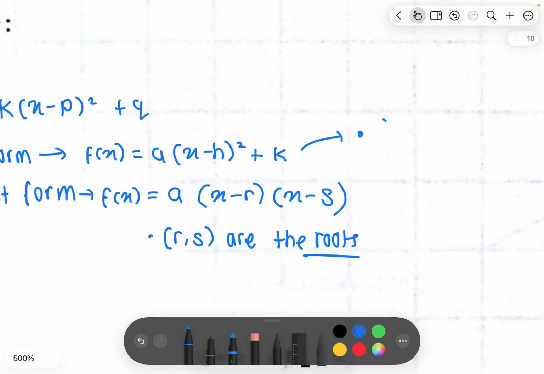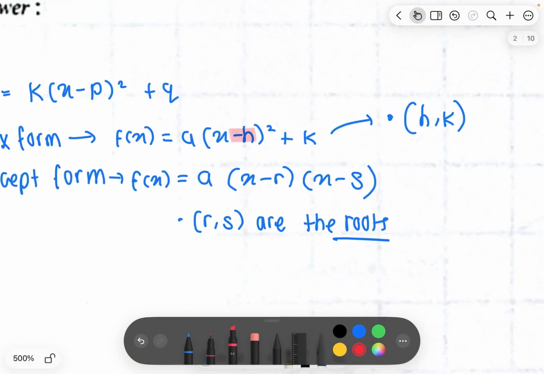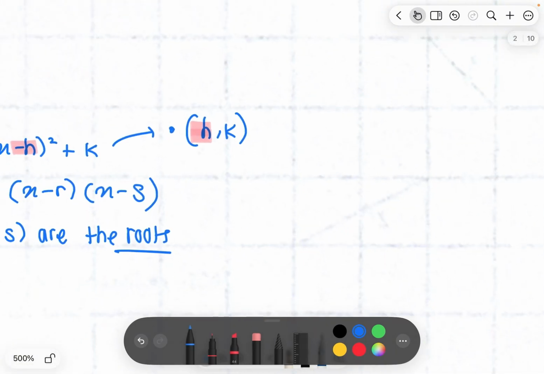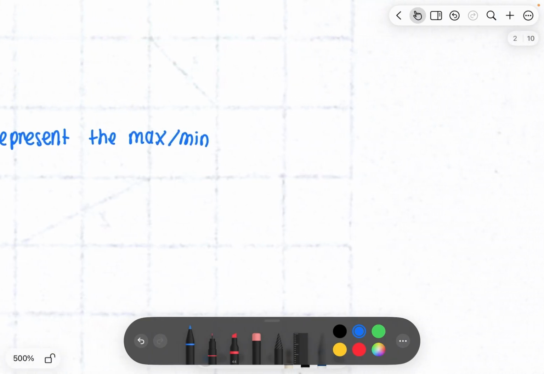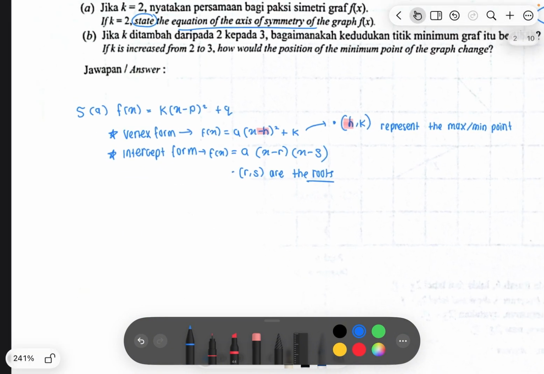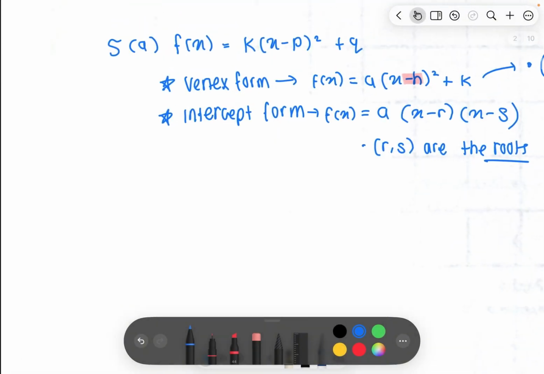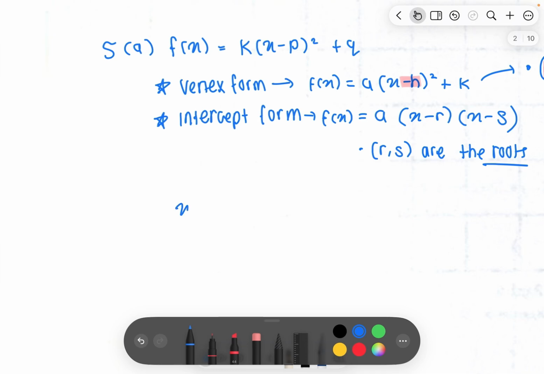And h, k, okay, take note that the symbol changes, you minus become positive, is actually represent the maximum or minimum point of a graph. Okay? So they want us to find the equation of axis of symmetry, so you should definitely know what it is by now. So it's x is equal to p, and that's the answer.